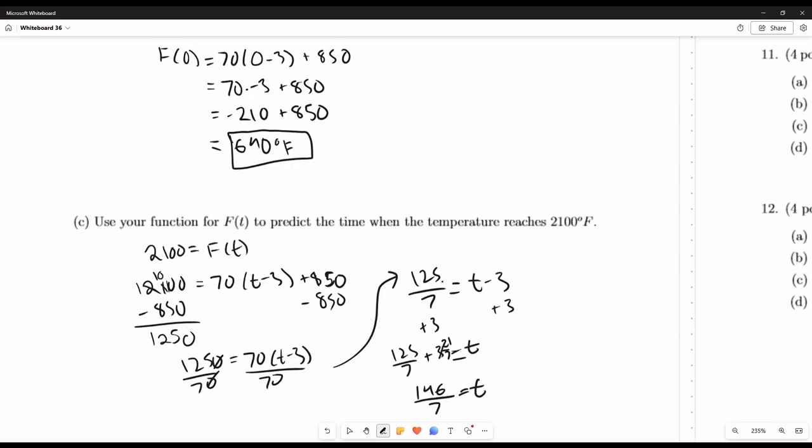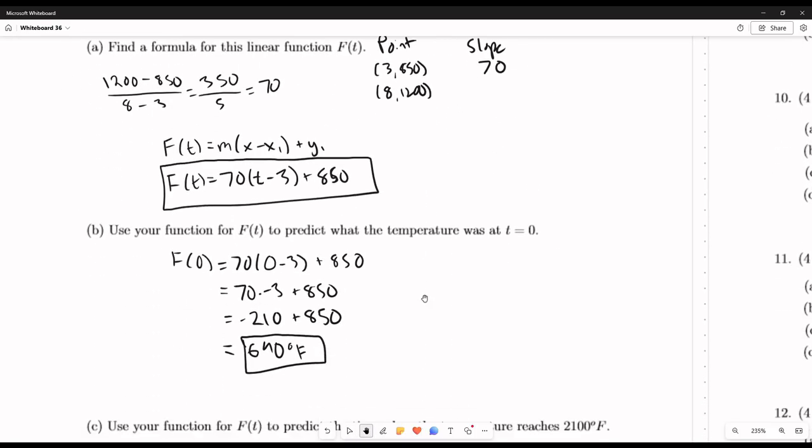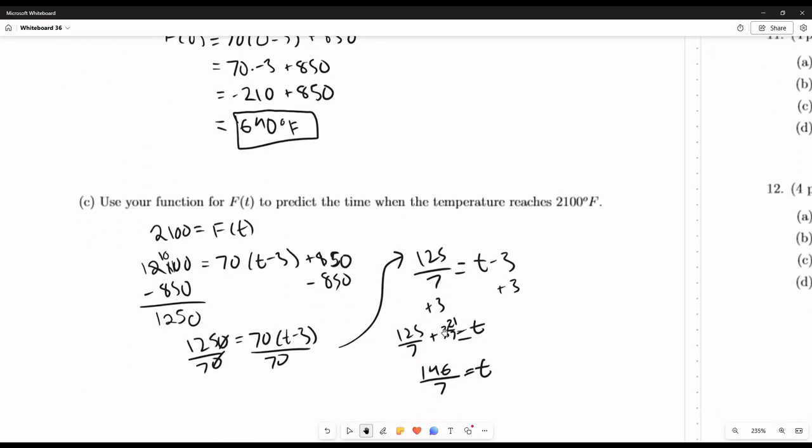And I don't think that, yeah, that's not going to work out, but that's okay. So we have 146 over 7. What is that? That is a time, and what's our time measured in? Let's go ahead and check back again. That's hours. So we're saying in approximately 146 over 7 hours.